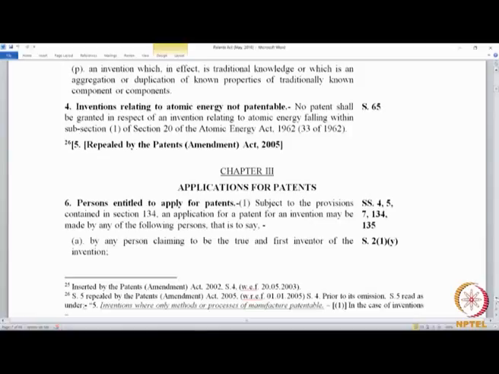Subsection 2: In any proceeding under subsection 1, the controller may allow the patentee to amend the complete specification in such a manner as he considers necessary instead of revoking the patent. So there is a way out. It need not be revocation. If the patent can be amended to the satisfaction of the controller, the patent will still be allowed to continue.